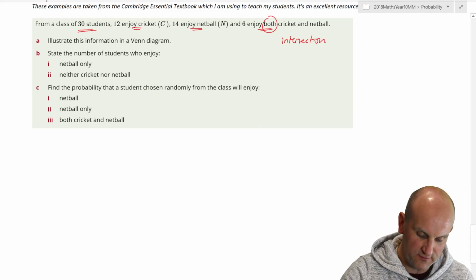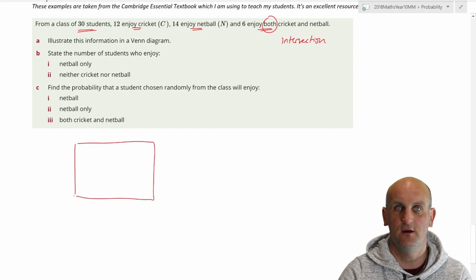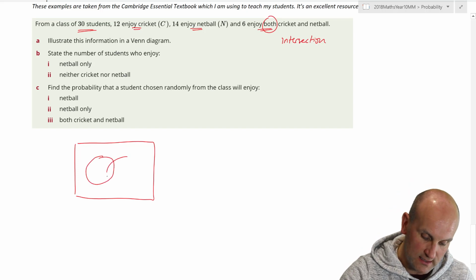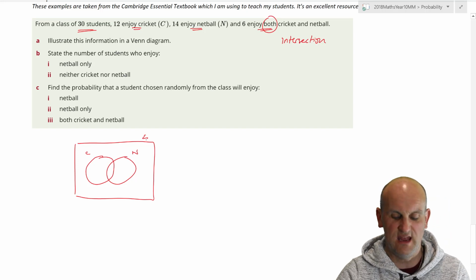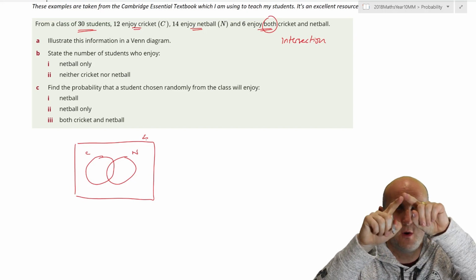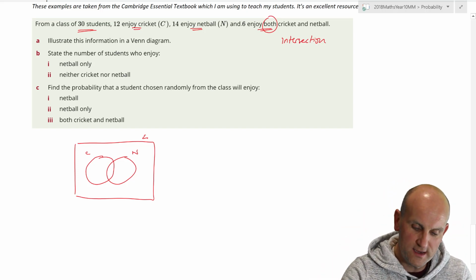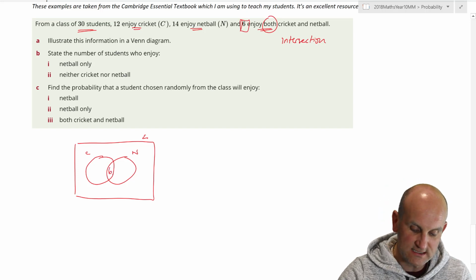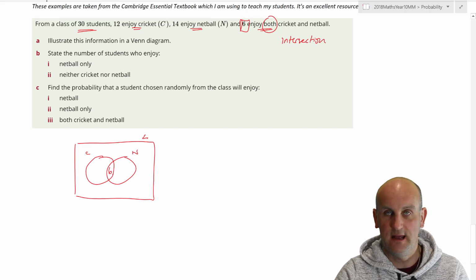All right, so here's my Venn diagram. How many different events have I got? Well, I've got 2, cricket and netball. So 2 circles. Hello, cricket, and hello, netball. And there's E for epsilon to say everything in there. 12 enjoy cricket. Now, what that actually means is 12 people in total enjoy cricket. And when you draw Venn diagrams, you're always interested in putting this value on first. How many do both? Because that's the overlap. So 6 enjoy both cricket and netball.